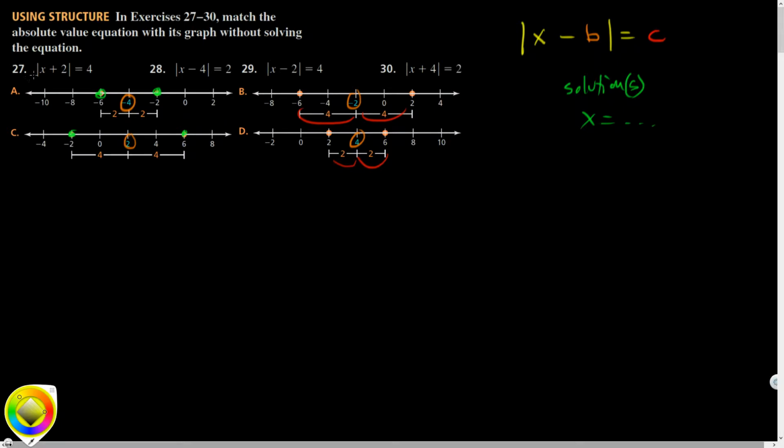So for 27, if x plus 2 is equal to 4, that means b is equal to -2. That one's sneaky. And c is equal to 4. So the equation that matches this will have a midpoint at -2, distances of 4. It looks like b is the answer to 27.